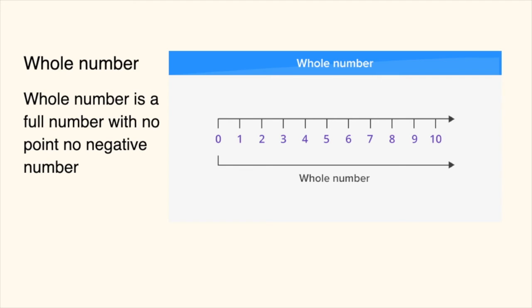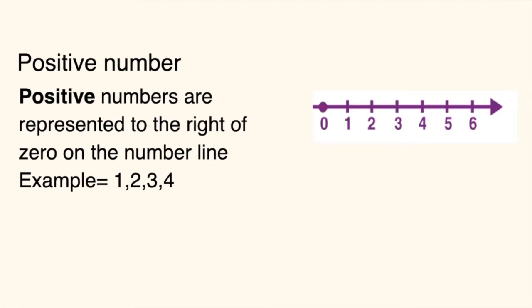Now let's look at the most important parts, which are positive numbers and negative numbers. Let's look at the first category, which is positive numbers. Positive numbers are represented to the right of the 0 on the number line. Examples are 1, 2, 3, 4. As you can see on your screen, to the right of 0 is 1, 2, 3, 4, 5, 6.